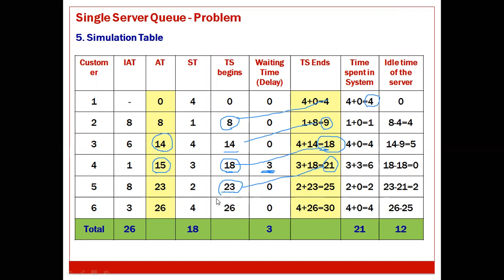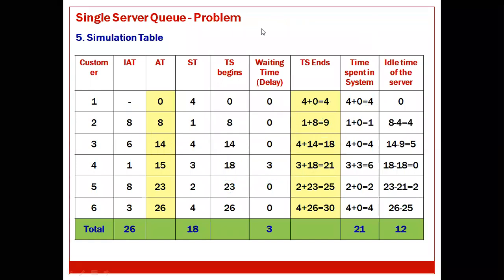So once you complete this one, you just calculate the total of IAT, total of ST, total delay, then total time spent in system, then idle time of the server. So these are the things you would have to just find out.